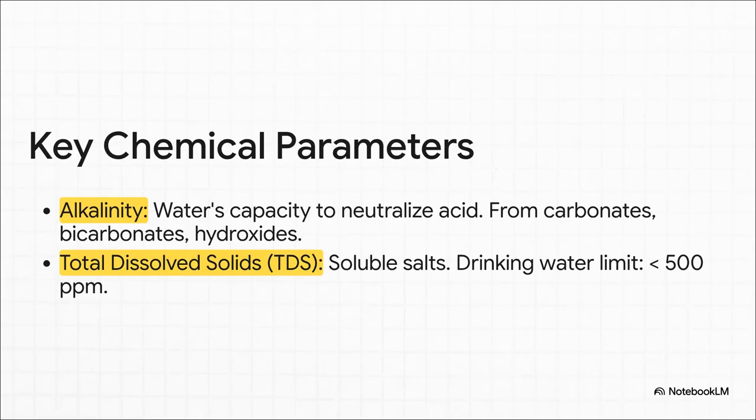Okay, moving beyond pH, there are 2 other big chemical parameters. First is alkalinity. Now, this isn't just about pH, it's about the water's ability to resist changes in pH, to neutralize acids. Then you have TDS, or total dissolved solids. This is basically a measure of all the stuff dissolved in the water. And for drinking water, the magic number is less than 500 parts per million.